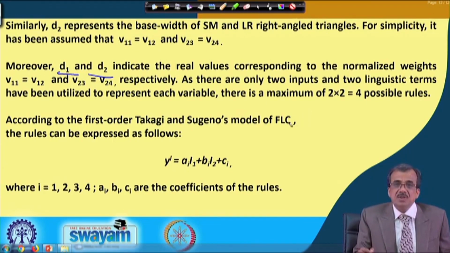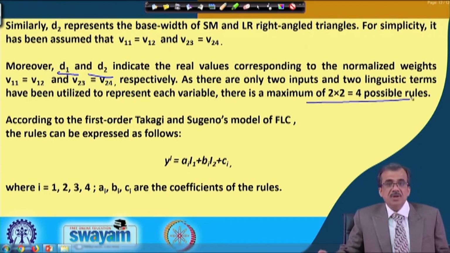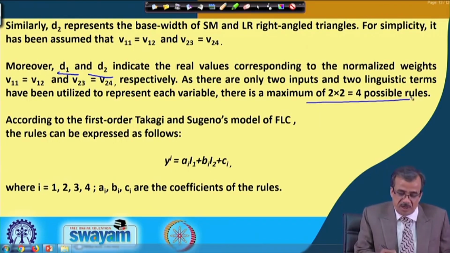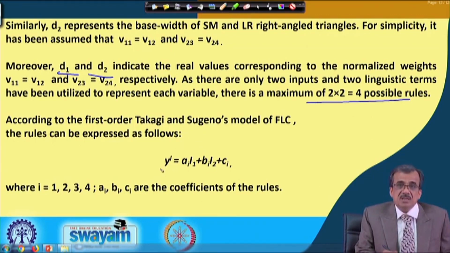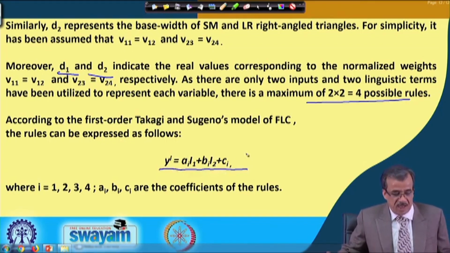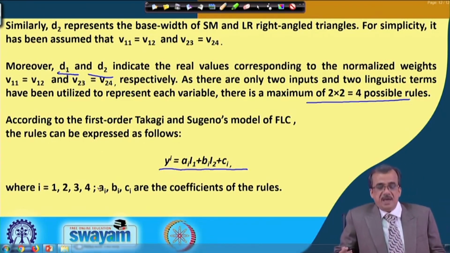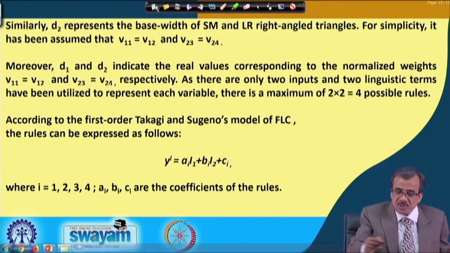And as I told, there are 4 possible rules, 2 multiplied by 2, and the output of a particular rule, that is the output of the ith rule, y I, is nothing but a I 1 plus b I 2 plus c I, and here this particular I is nothing but 1, 2, 3, 4 and A I, B I, C I are the coefficients of these particular rules.